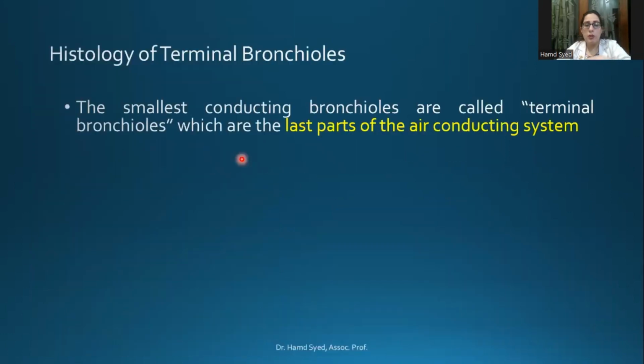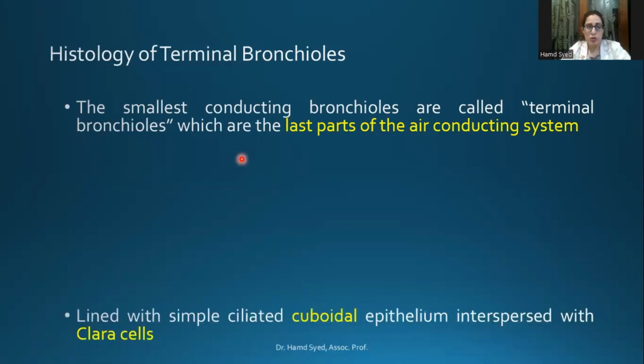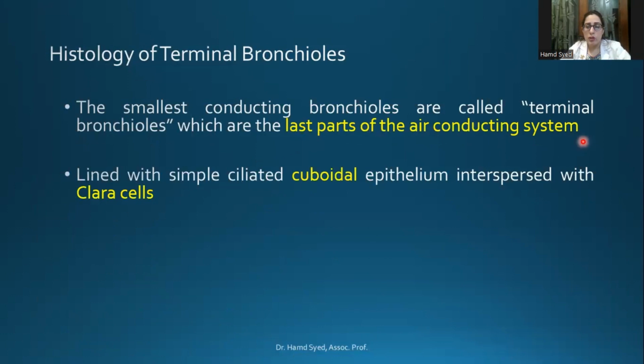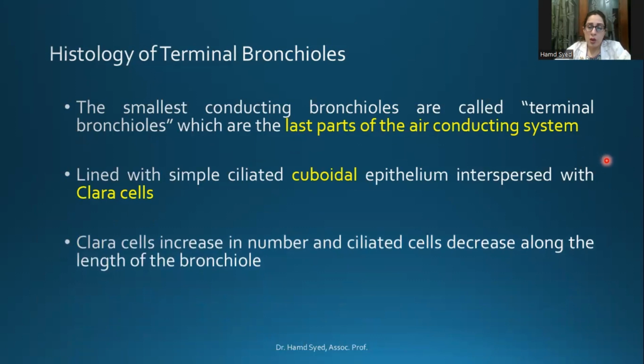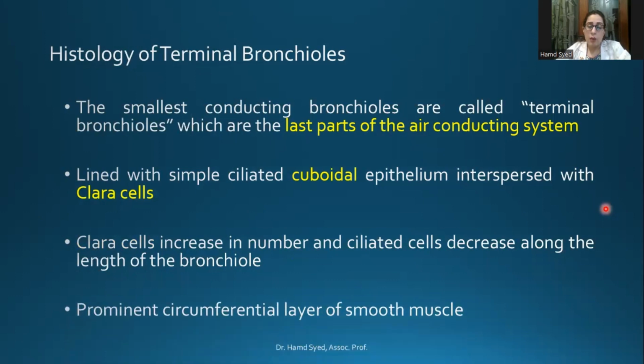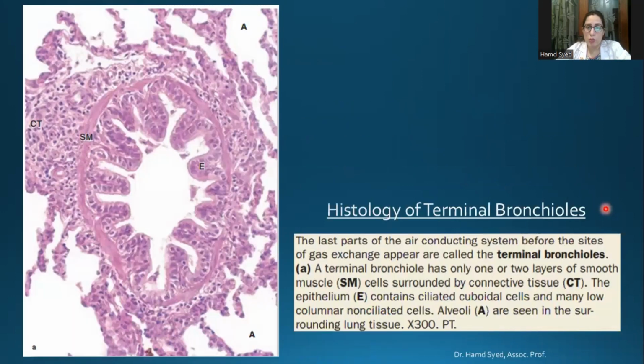What about the terminal bronchioles, which are the last parts of the conducting system of the respiratory tract? Well, they are lined with simple cuboidal epithelium. So the height of the epithelium has further decreased from simple columnar to simple cuboidal. And the goblet cells have now become replaced by a new cell type, which are the Clara cells. Now, what are the Clara cells? The Clara cells increase in number now. Ciliated cells have decreased in number along the length of the bronchiole, but the smooth muscle circumferential layer is prominent.